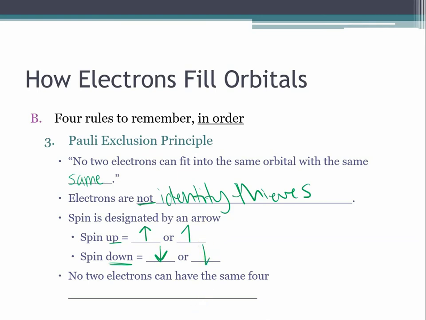I'm going to give you a vocab word that we're not going to talk about until a later date, but for right now you can at least know it. Pauli exclusion principle is the same as saying that no two electrons can have the same four quantum numbers. This is going to make a lot more sense a little bit later on, but for right now, just keep it in your mind. No two electrons can have the same four quantum numbers.